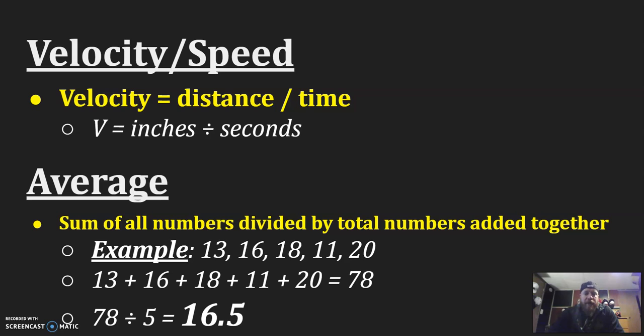Okay? Average, as you should remember from math class, is the sum of all numbers divided by the total numbers that you added together. So as an example, if I collect data, 13, 16, 18, 11, and 20. Whatever that is, it doesn't matter. I want to figure out what the average of those numbers is. First, I would add them together, 13 plus 16 plus 18 plus 11 plus 20, and I get a total of 78. I then need to divide by 5 because I have 5 numbers that I had added together. So 78 divided by 5 is 15.6, which would be the average for that data set.